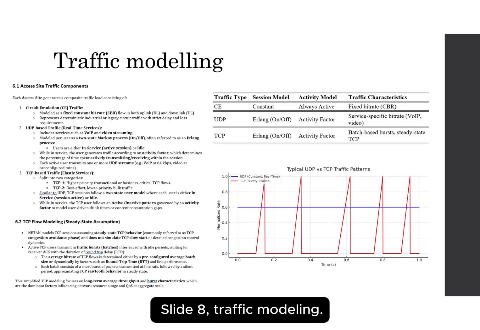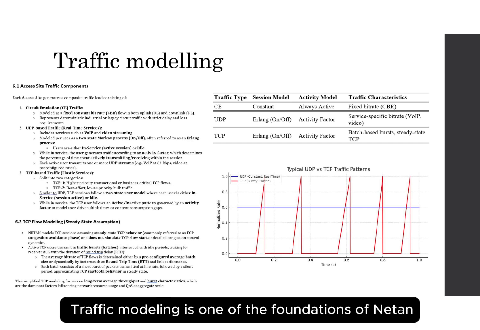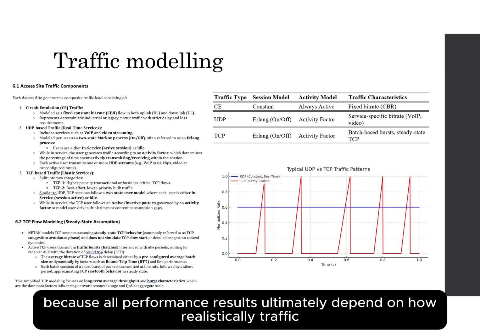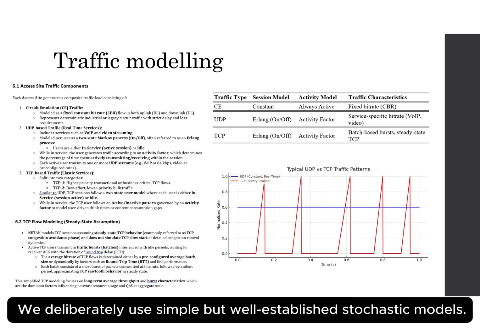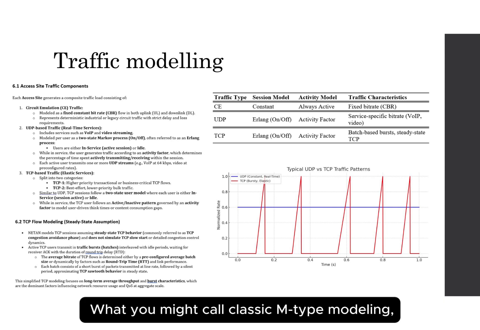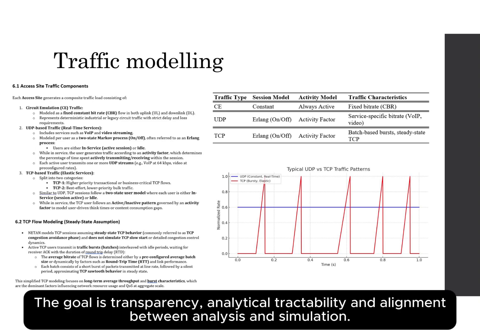Slide 8. Traffic modeling. Traffic modeling is one of the foundations of NETAN because all performance results ultimately depend on how realistically traffic is represented at statistical level. We deliberately use simple but well-established stochastic models, what you might call classic M-type modeling, rather than overly complex traffic generators. The goal is transparency, analytical tractability, and alignment between analysis and simulation.